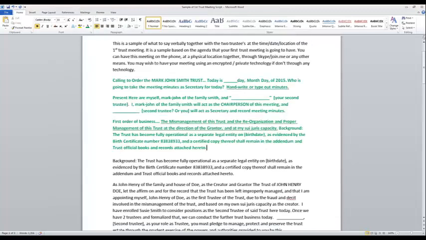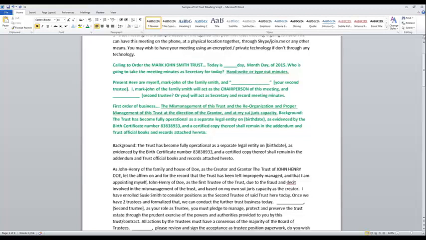So we're going to say, present here are myself, Mark John of the family Smith, and Mark Dennis Awesome, who's your second trustee. I, Mark John of the family Smith, will act as the chairperson of this meeting, and Mark Dennis Awesome, will you act as the secretary and record the meeting minutes? Okay, great. We have a consensus. Now the first order of business. The first order of business, and the whole purpose of this meeting, is the mismanagement of this trust and the reorganization and proper management of this trust at the direction of the creator, or the grantor, which is me in my sui juris capacity.